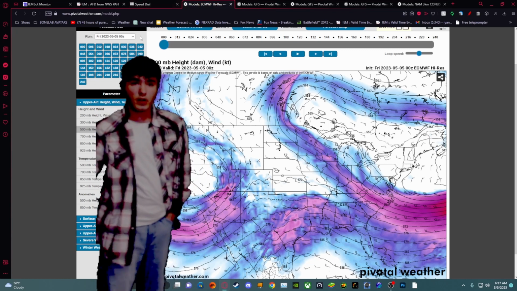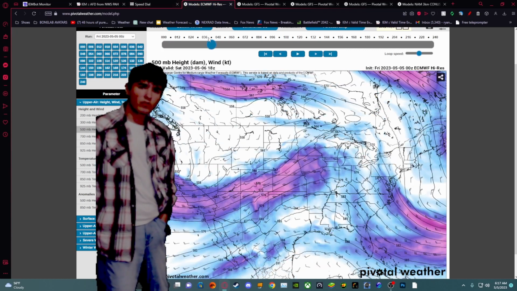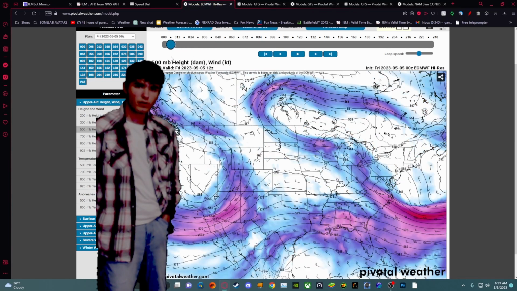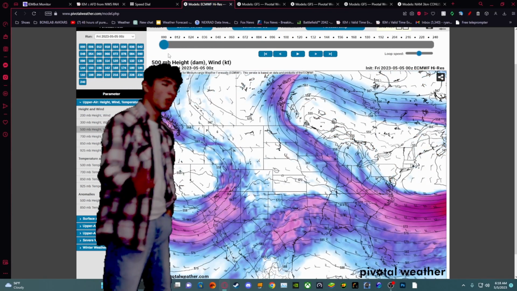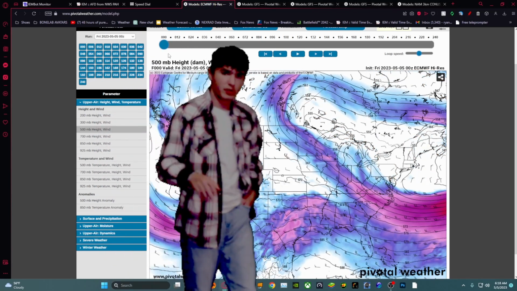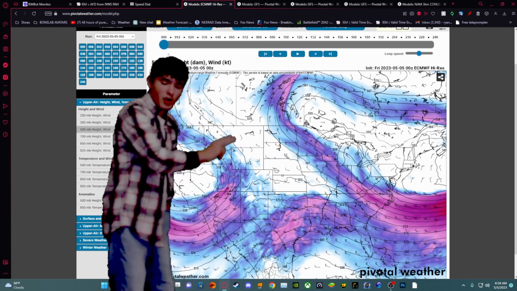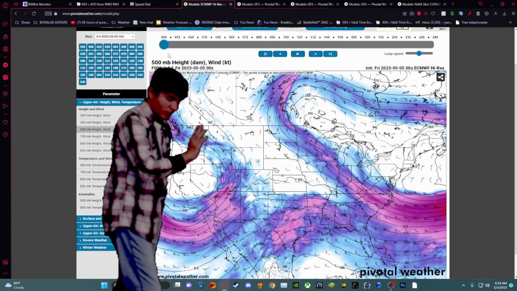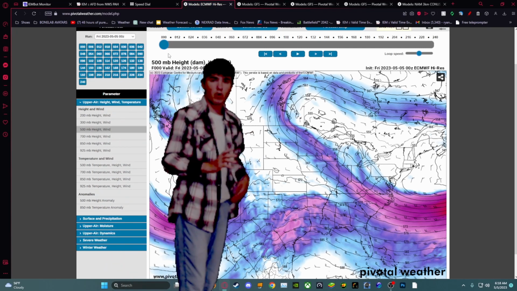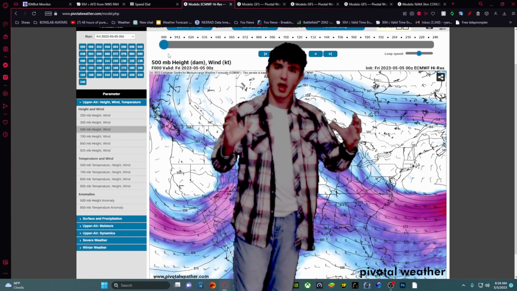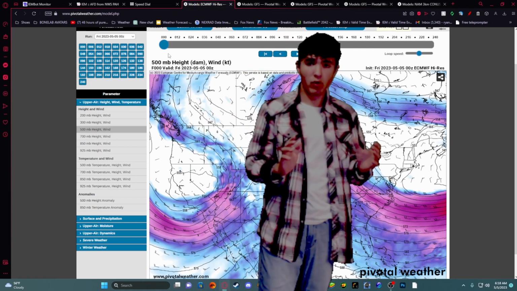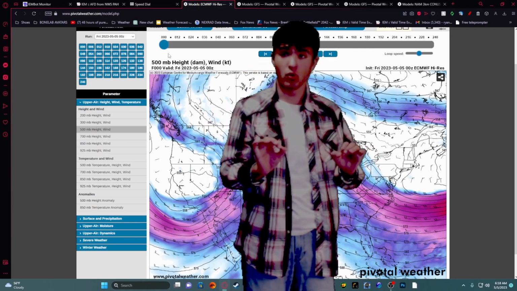Alright guys, this is the 500 millibar height on the European model. This is basically the jet stream. This is what produces storms. The jet stream right there, I'm not pointing at my monitor for some reason, I haven't done this in a bit. So there's these things called troughs. Troughs are big energy. High pressure means no storms.